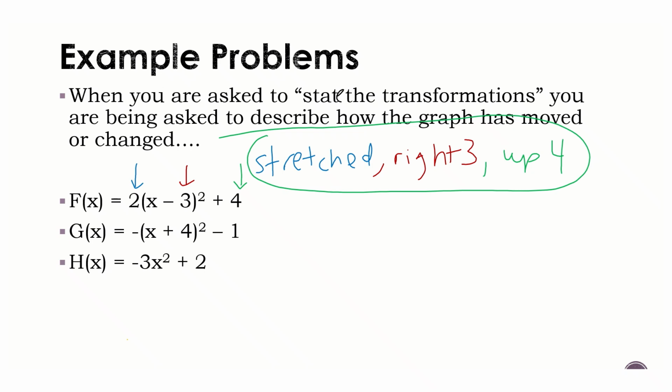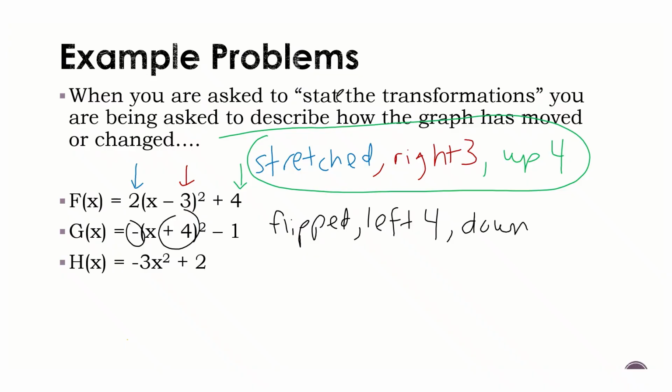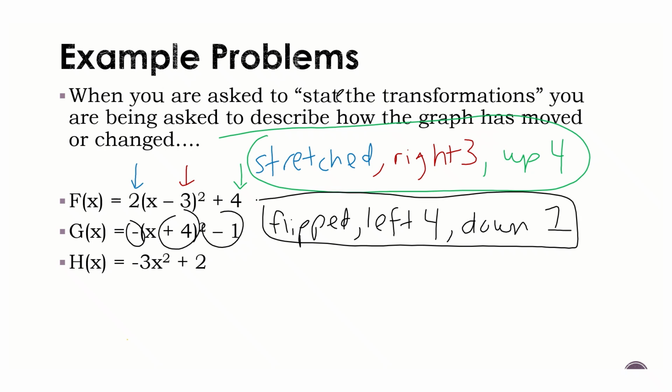All right, for the next one, here is how you would answer it. You would say it is flipped, okay? And the reason you know it is flipped is because of that negative. You would say it goes left 4. The reason you know that is because of the +4. And you would say it goes down 1 because of the -1. And that is your answer.